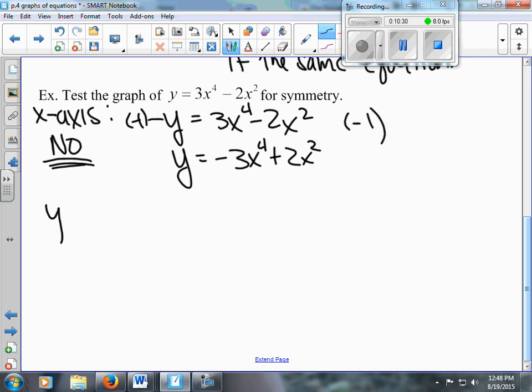Now let's try for y-axis symmetry. For y-axis symmetry, I replace x with negative x.